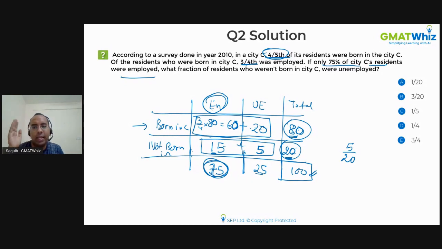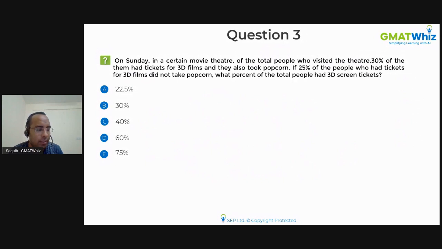Okay. With this, guys, I'll move on to the next question. I have a few more interesting ones, so I'm not going to spend more time here. So here's the third one, guys. Once again, you have 2 minutes to solve the question.